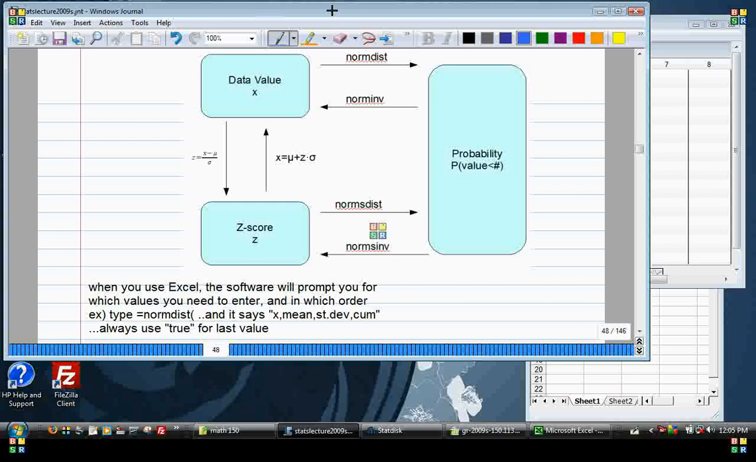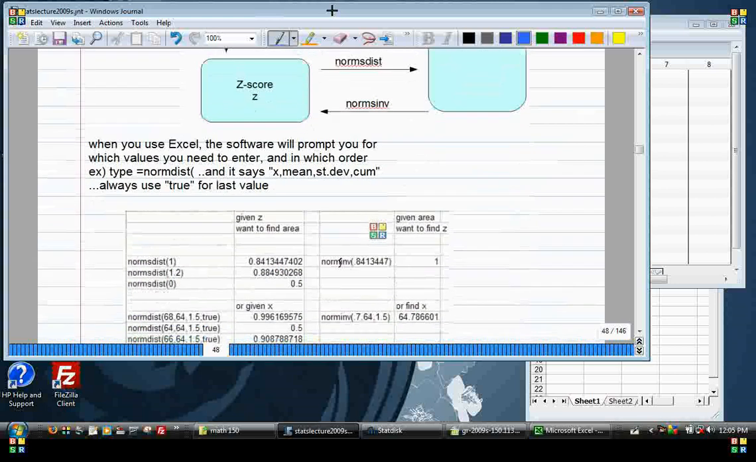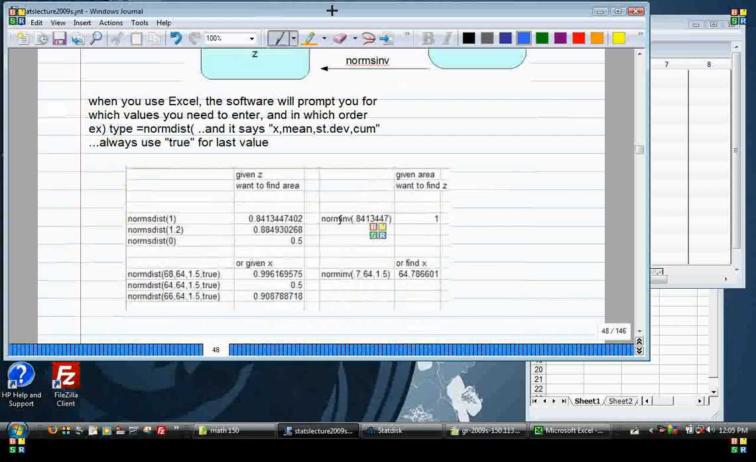And furthermore, here's a little guide as to the syntax. So, for example, this first bit is telling you if you're given a z-value and you want to find the area. Well, if your z-score is 1, you type in norm s dist of 1, and it would give you this answer. If your z-score is 1.2, you type in norm s dist of 1.2, and it gives you this area or this probability, and so on.